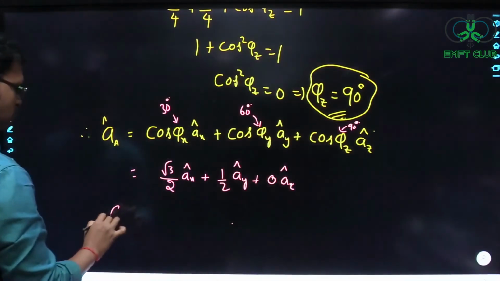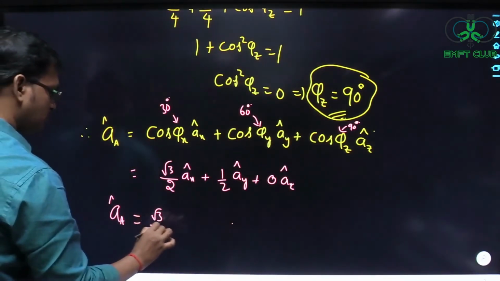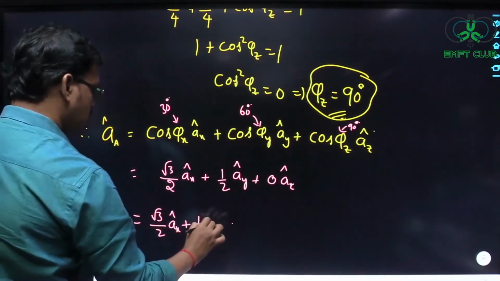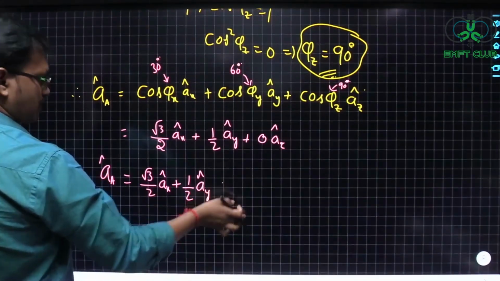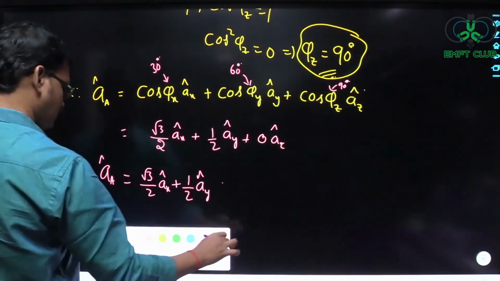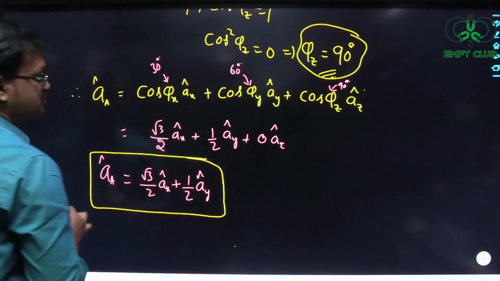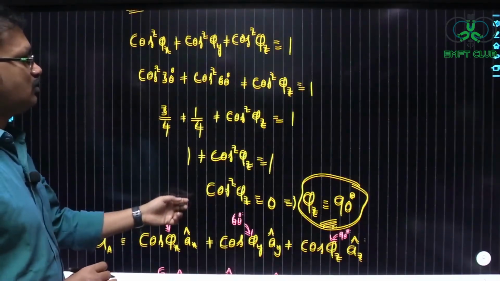So the direction of the vector a bar is nothing but root 3 by 2 ax cap plus 1 by 2 ay cap, right? So this is the answer for this question. Previously I had taken some random values, so that's why we got a wrong result.